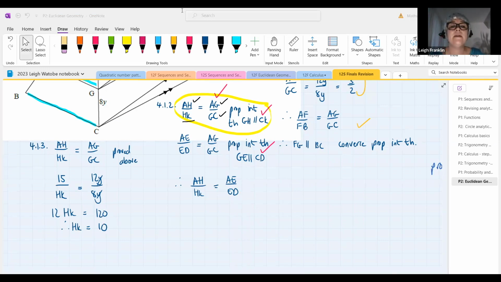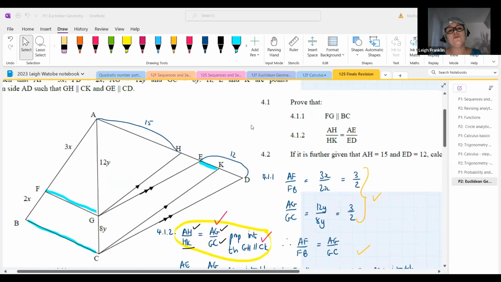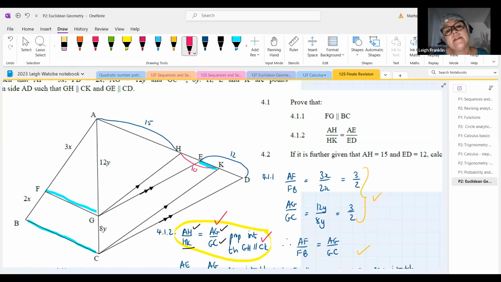Are we all good with that? That's it, Chloe. It is indeed. HK is equal to 10. All right, so thanks, Shisana and Chloe. We've now got that HK, this bit over here, is 10. We're getting ever closer. What else can we calculate the length of on that side? What else can we calculate the length of?